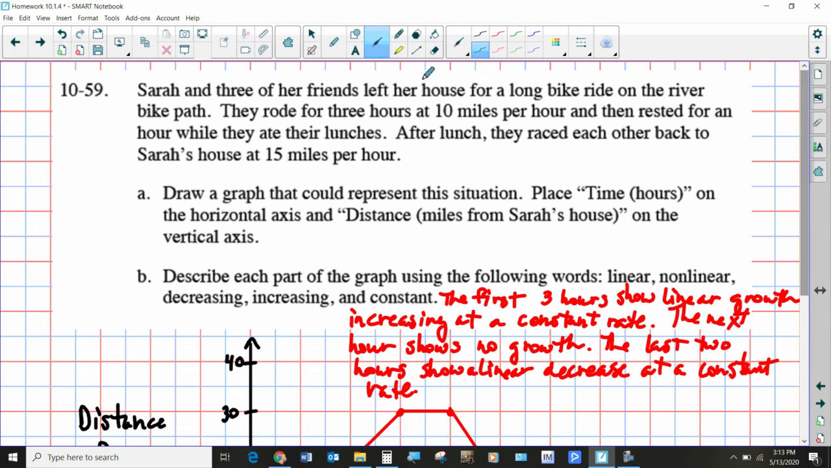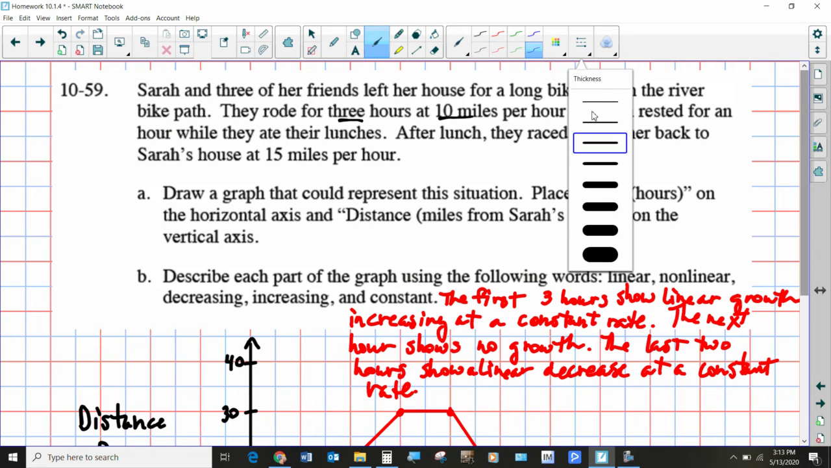Sarah and her 3 friends had left her house for a long bike ride on the river bike path. They rode for 3 hours at 10 miles per hour, which means they must have gone 30 miles, right? I'm going to underline that. Oops, I changed. Yeah, let me do this color.